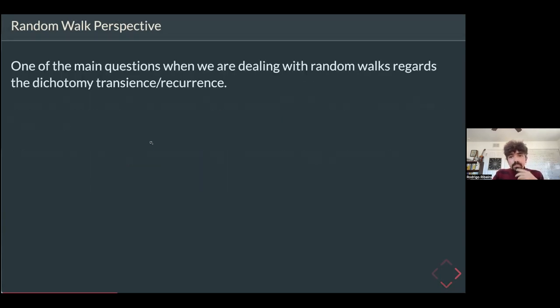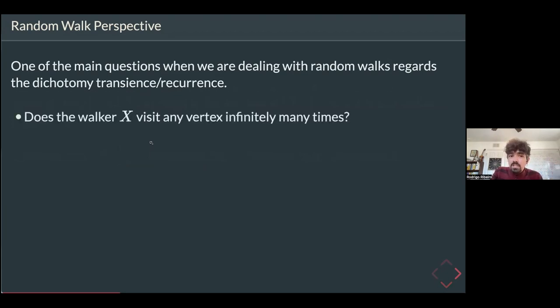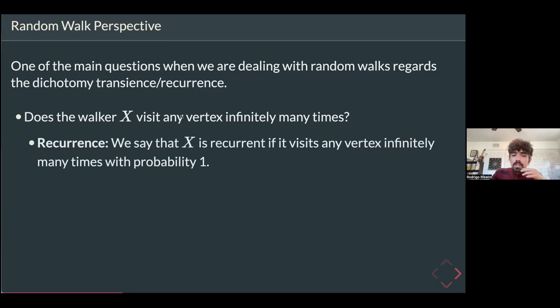Okay, so this is general stuff about random walks. Usually, the first questions when you're dealing with random walks concern this dichotomy of transience and recurrence. Transience and recurrence are different answers to the same question. And the question is, does the walker visit any vertex infinitely many times? In the context of the tree builder random walk, this "any" also means even the future vertices to be added by the process eventually. So recurrence means every single vertex will be visited infinitely often. This is what I mean by recurrence in this context.